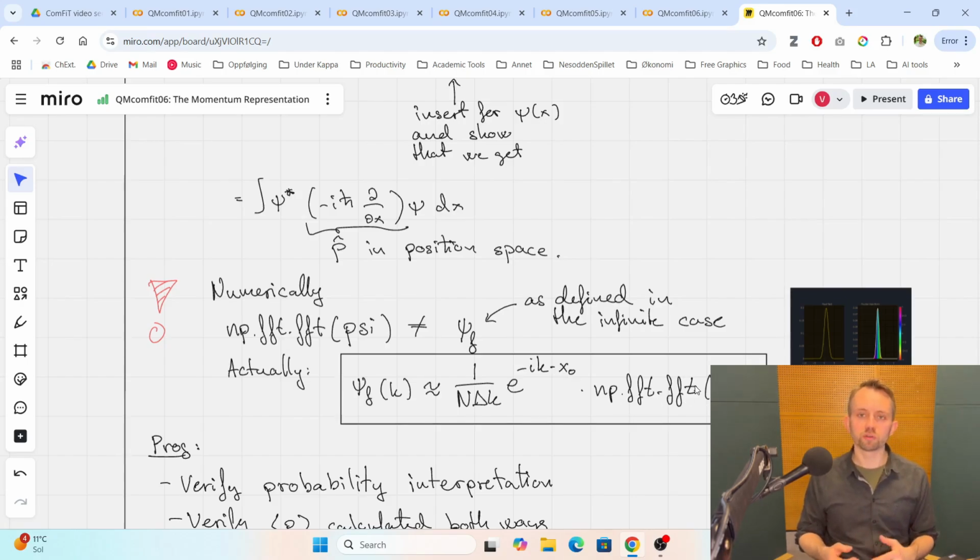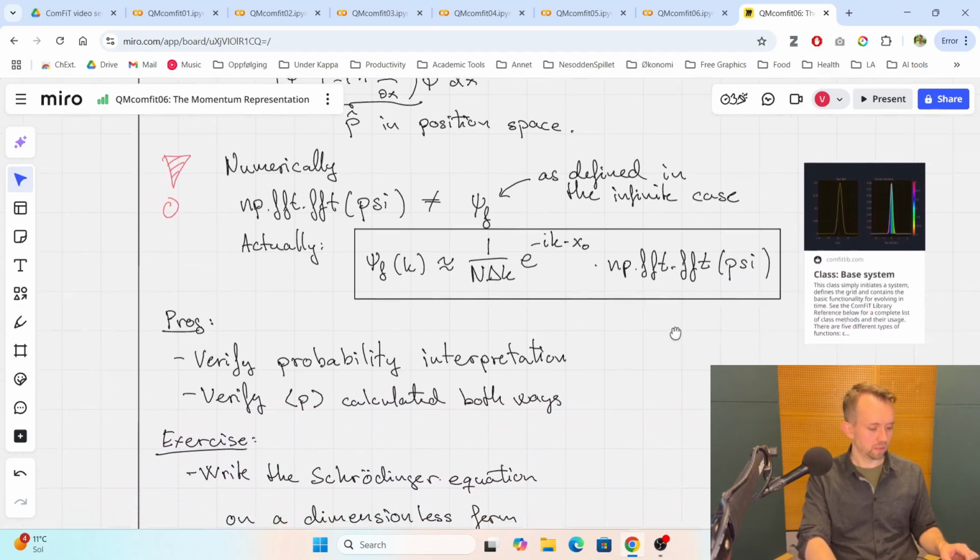This is not very important for the physics of it, but I wanted you to know this, and there are more details on comfitlib.com if you want to have a look at how that relates.